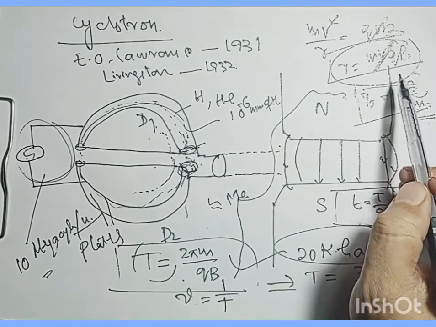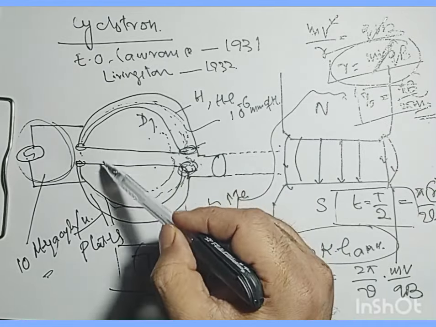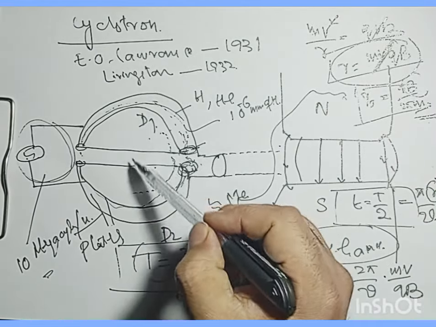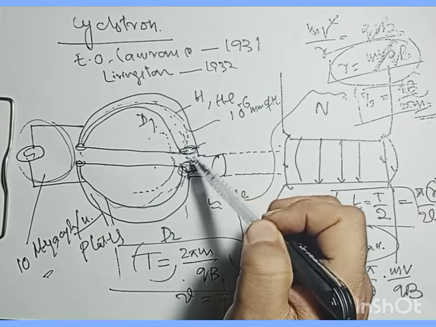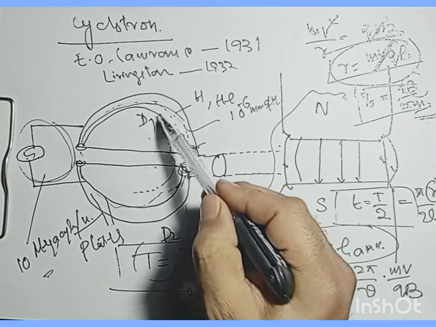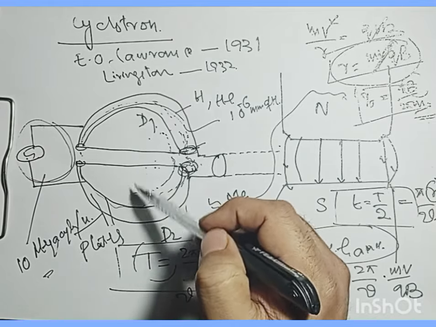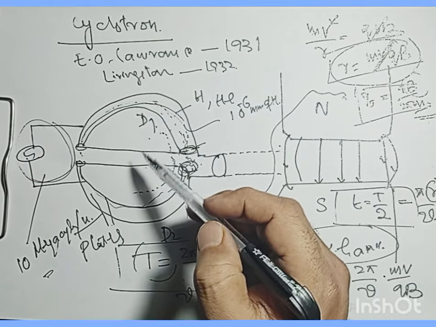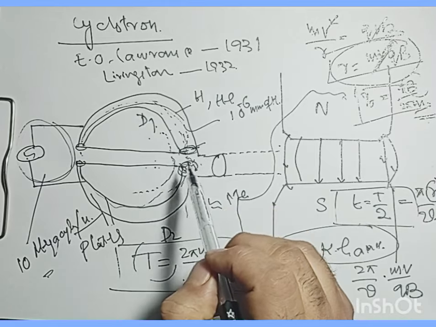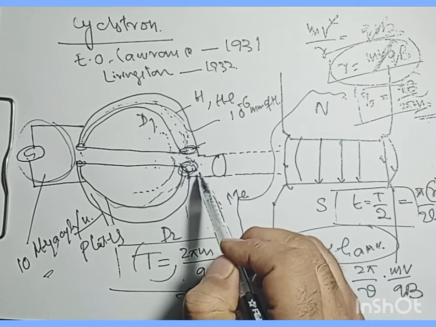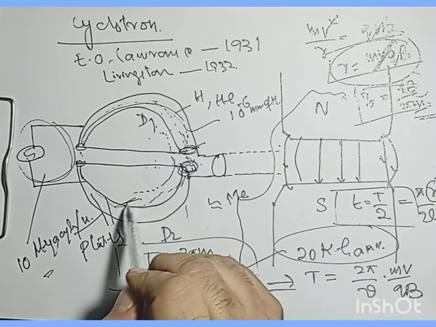So the ions, during their spiral motion, make a large number of transits through the gap between the Ds, D1, D2, D1, D2, D1, D2. It keeps on going every time. And at this time, they are ejected out of the Ds by deflecting the electrode at some point.